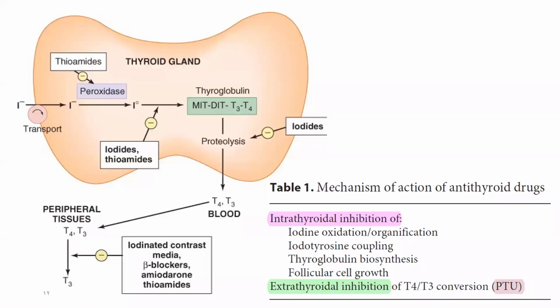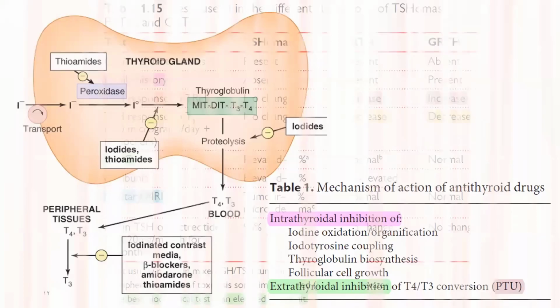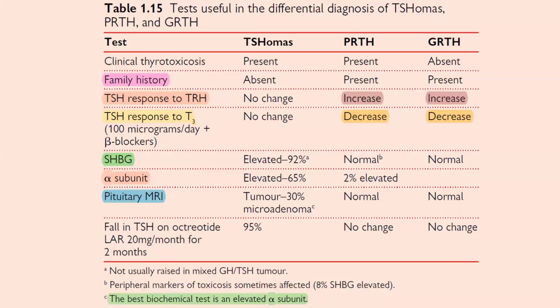Another very important slide, which is showing the mechanism of action of carbimazole and the propylthiouracil. And actually, each year, there is a question about the mechanism of action of antithyroid drugs. Don't forget that propylthiouracil inhibits deiodinase type 1, which is responsible for conversion of T4 to T3 in the peripheral tissue. And this is unique for propylthiouracil, not carbimazole.